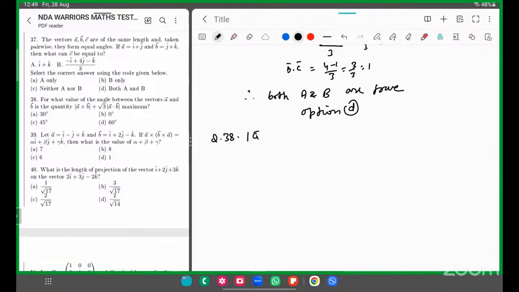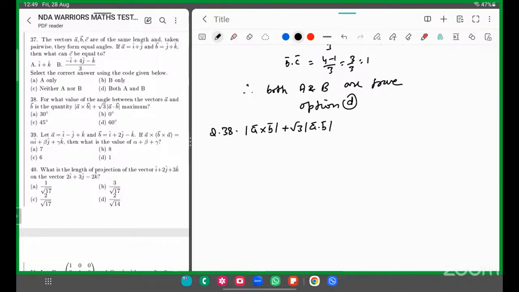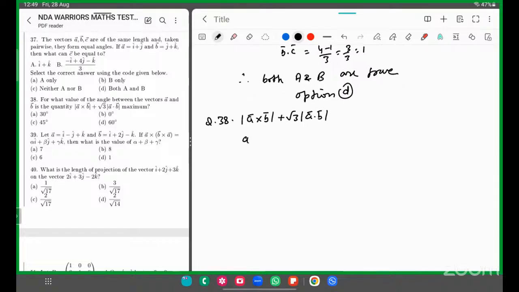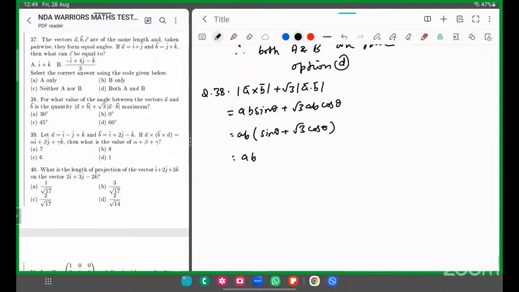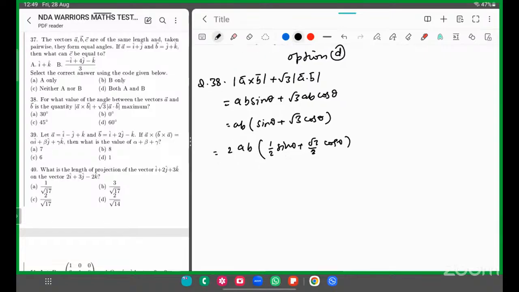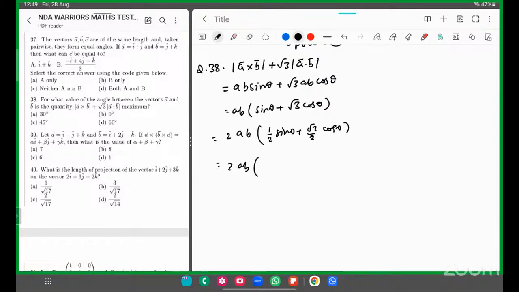They have given the magnitude of A vector cross B vector plus √3 times the magnitude of A vector dot B vector. So when I solve it, I will get AB sine theta plus √3 AB cos theta. If I take AB common in the bracket, I am going to get sine theta plus √3 cos theta. When I solve it, I will take 2 outside the bracket. It will be 1/2 sine theta plus √3/2 cos theta. So I can write it like this.